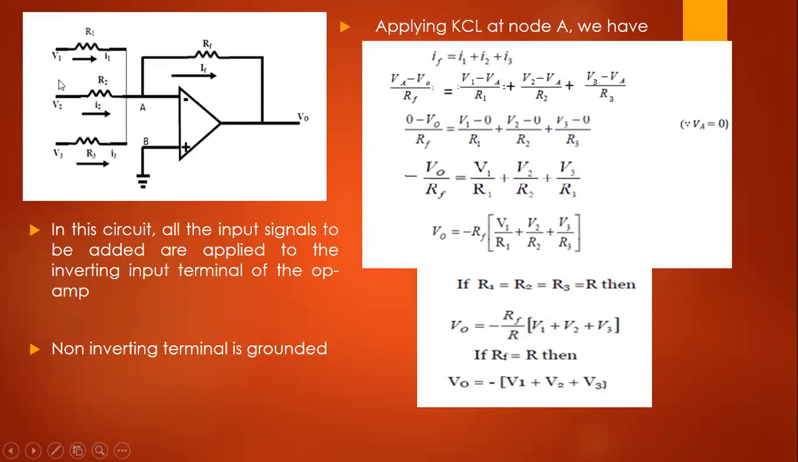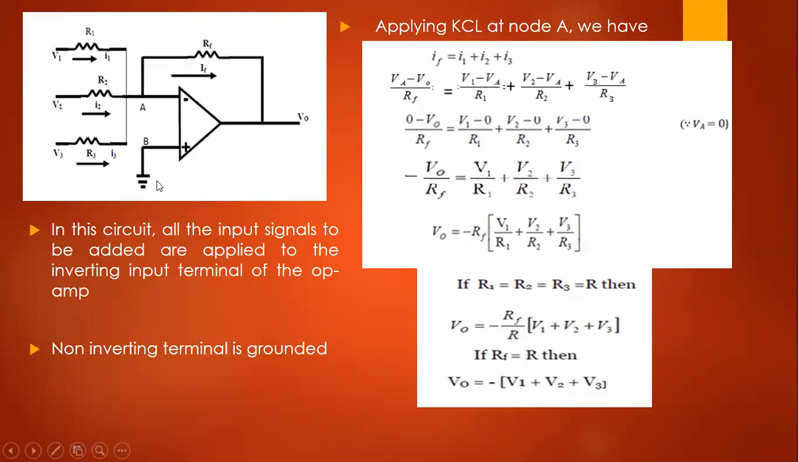Here IF is equal to VA minus V0 by RF, and I1 is equal to V1 minus VA divided by R1, and I2 is equal to V2 minus VA by R2, and current I3 is equal to V3 minus VA by R3. So this expression becomes VA minus V0 by RF is equal to V1 minus VA by R1 plus V2 minus VA by R2 plus V3 minus VA by R3.